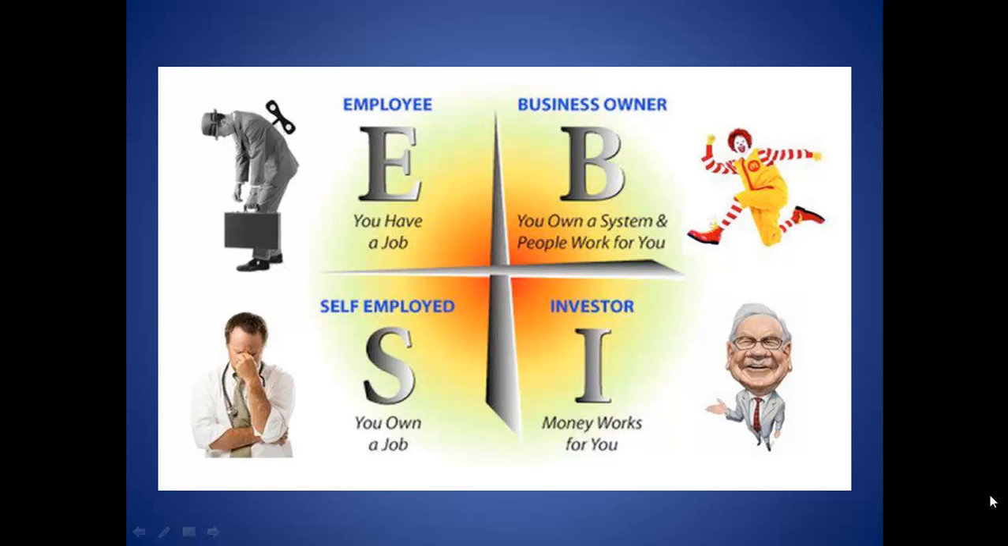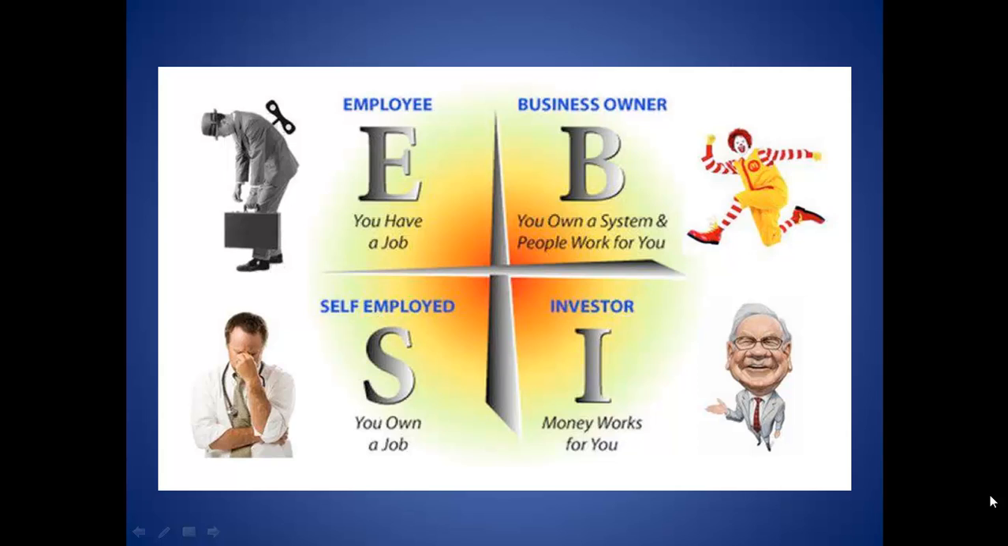On the upper left, you have what's called the E quadrant, which is basically an employee. Obviously, fairly self-explanatory, where you are working for someone else or another entity, and you are basically in a job situation. You go to work, trade your time for money, and you get X numbers of dollars per hour or X numbers of dollars per year as an employee.